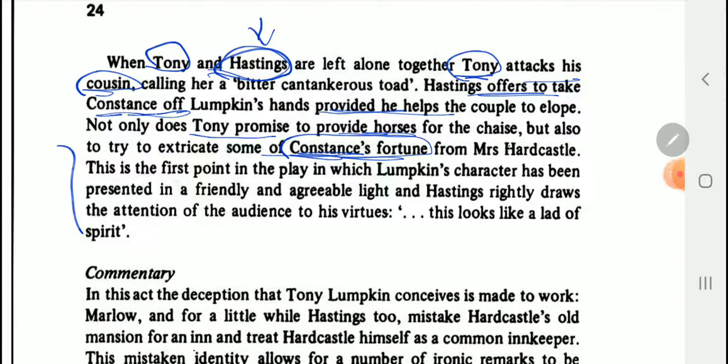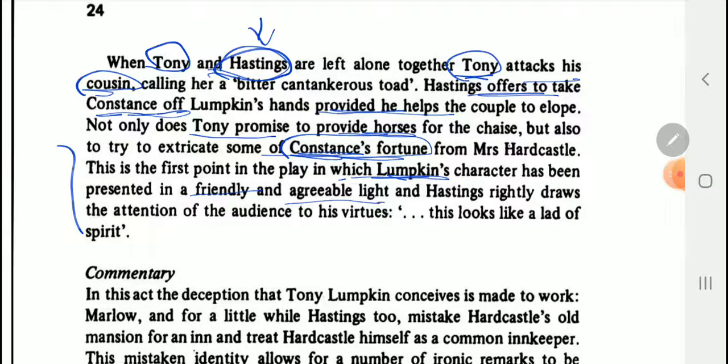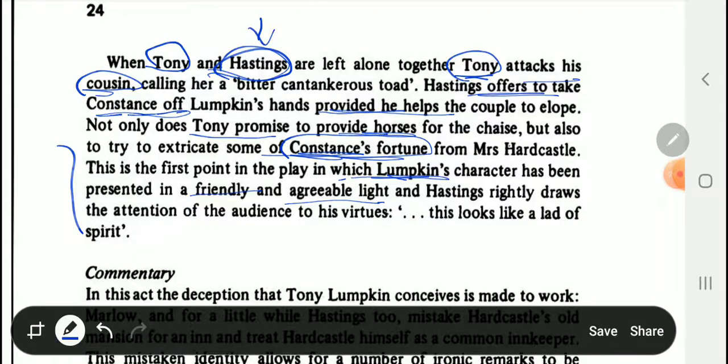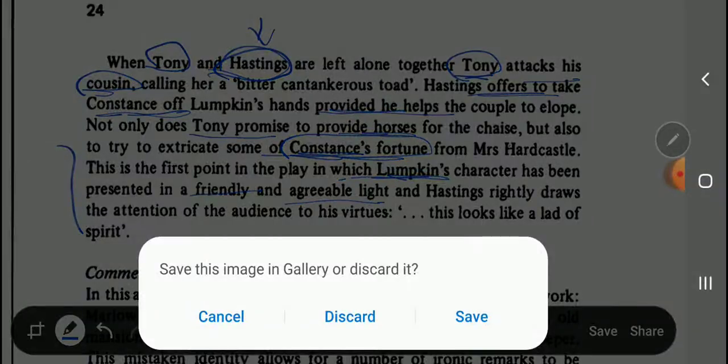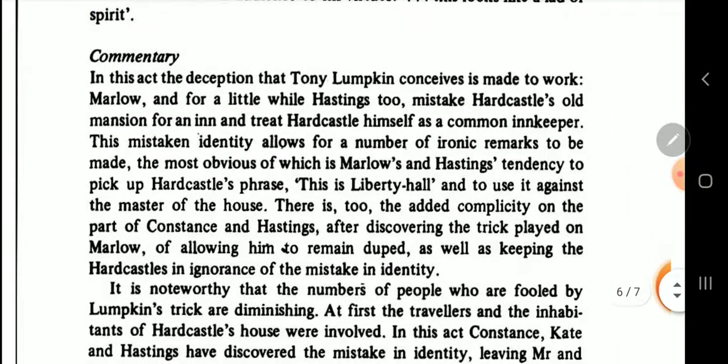This is the first point in the play in which Lumpkin's character has been presented in a friendly, agreeable light, and Hastings rightly draws the attention of the audience to his virtues. So, student, in this act, the deception of Tony Lumpkin works. Because of the prank that he did, Hastings mistakes the house, and Marlowe as well.